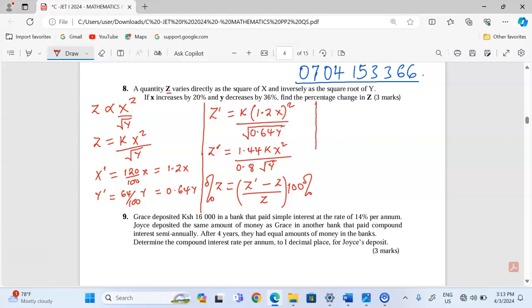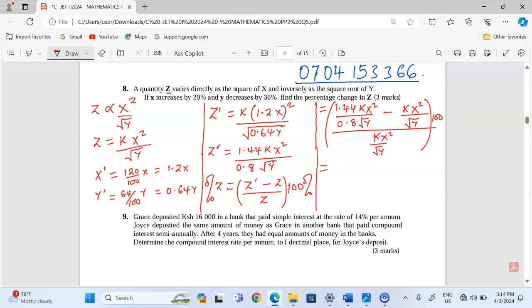Therefore, we're now going to have the substitution in this, whereby we take 1.44 k x squared divided by 0.8 the root of y, then minus k x squared out of the root of y. That is the original expression for z, divided by k x squared out of the root of y. This one now expressed as a percentage.